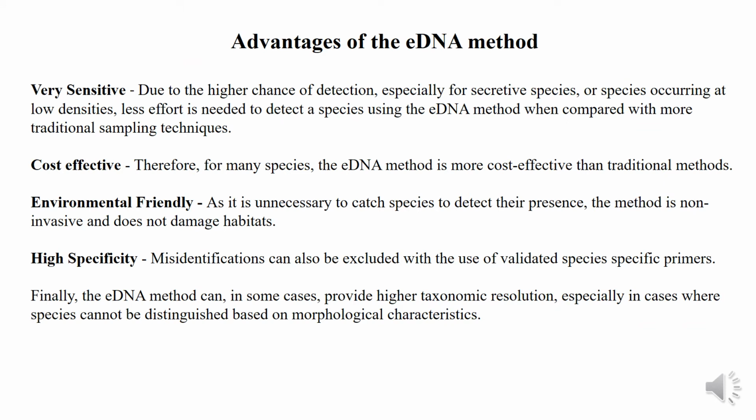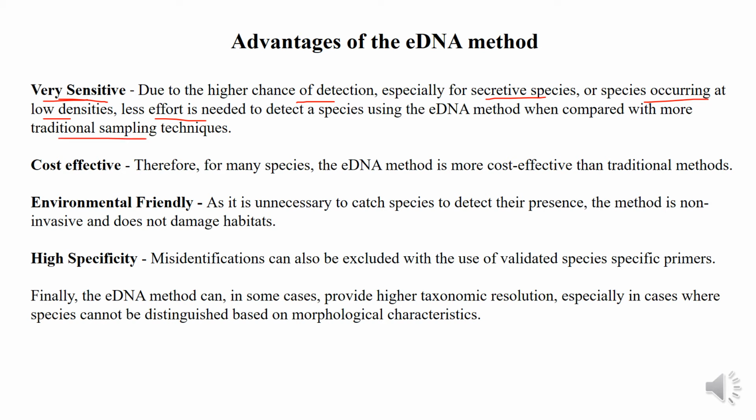Now let's talk about the advantages. It is very sensitive, because of the higher chance of detection. As it is very sensitive, the probability of detecting a species is very high, especially for secretive species, or species occurring at low density, which you can also identify. And less effort is needed to detect species using the eDNA method compared to traditional sampling techniques.